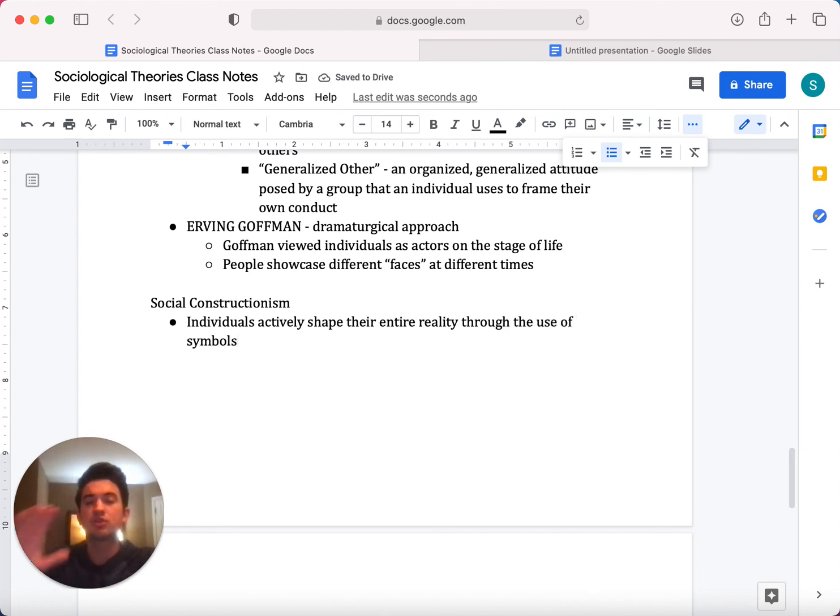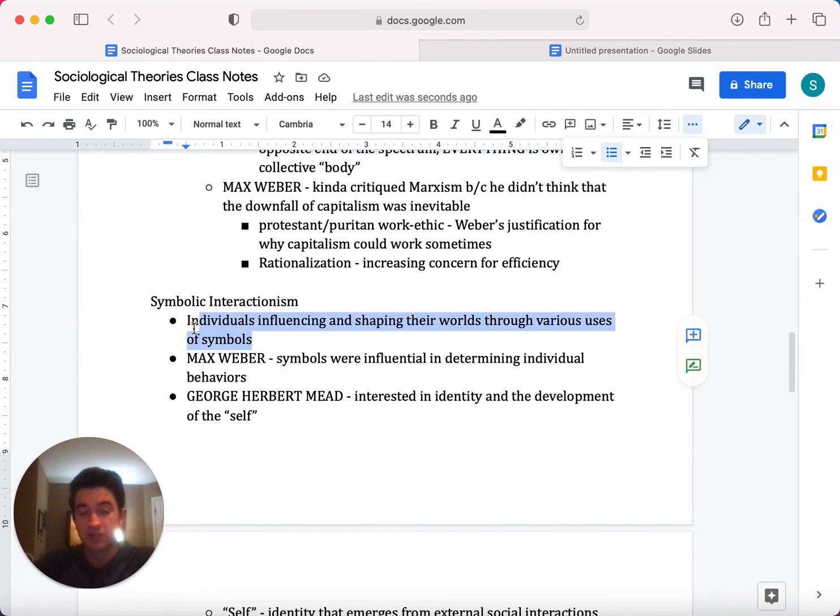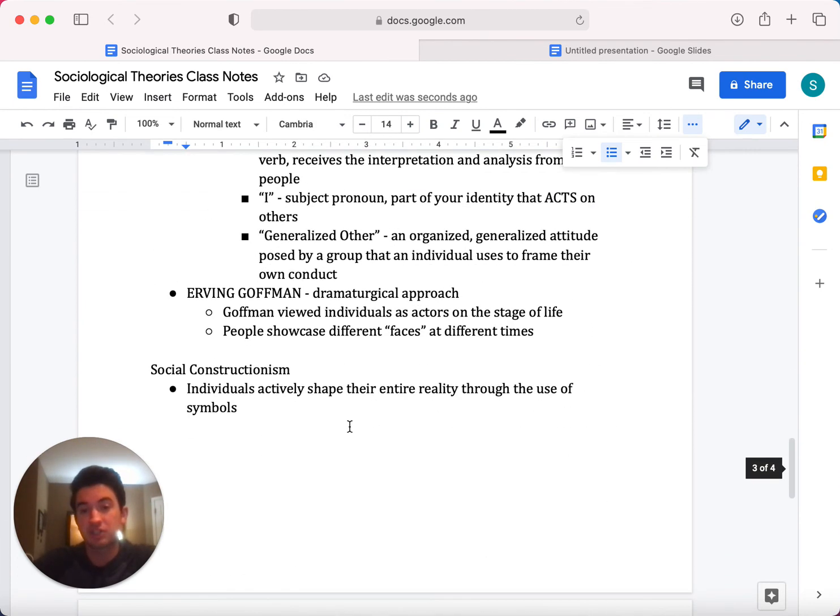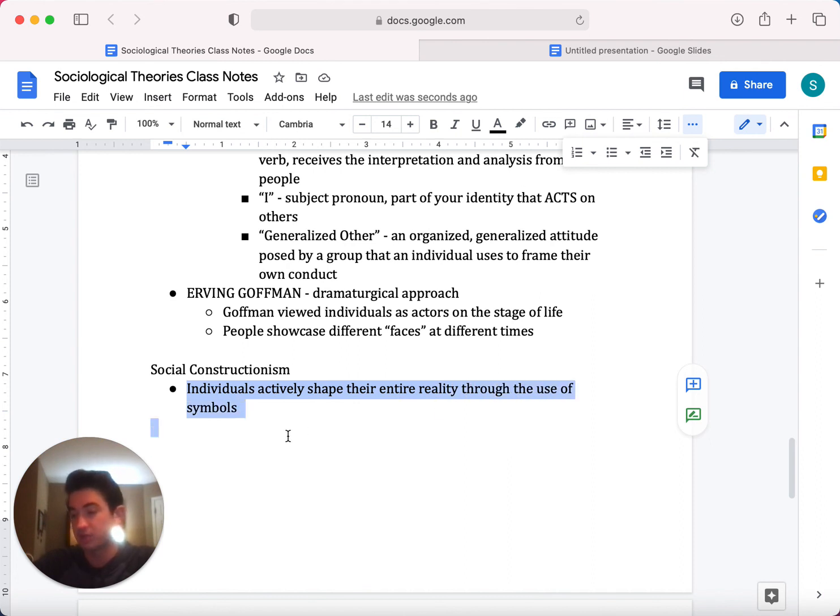Okay, so social constructionism says that individuals shape their worlds literally through the use of symbols. And that sounds very similar to our definition for symbolic interactionism, right? So we're still talking about individuals shaping their reality through the use of symbols, okay? But social constructionists kind of think that every single thing is symbolic and that nothing is real at all, okay?